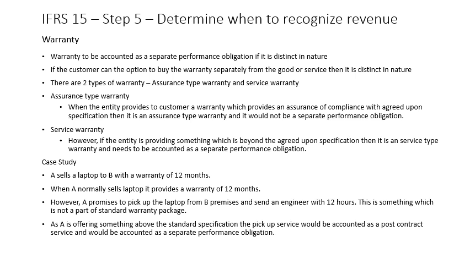When the entity provides to a customer a warranty which provides an assurance of compliance with the agreed upon specification, then it is an assurance type warranty and would not be a separate performance obligation. However, if the entity is providing something which is beyond the agreed upon specification, then it is a service type warranty and the entity needs to account for it as a separate performance obligation.